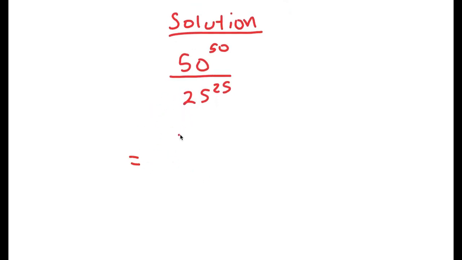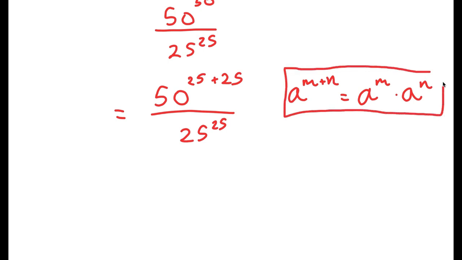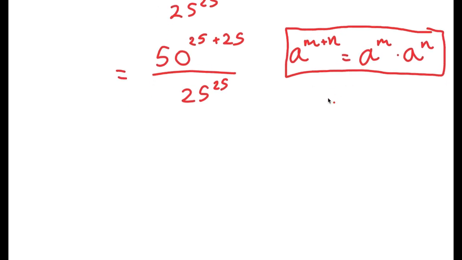rewrite this as 50 to the power of 25 plus 25. So now I have 50 to the power of 25 plus 25 over 25 to the power of 25. And the reason I rewrote 50 to the power of 50 as 50 to the power of 25 plus 25 is because now I can use an exponential property that states that if I have something in the form a to the power of m plus n, this is equal to a to the power of m times a to the power of n. So I would highly recommend that you memorize this because this can also be used later in math.